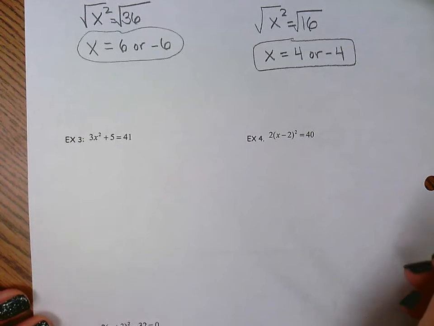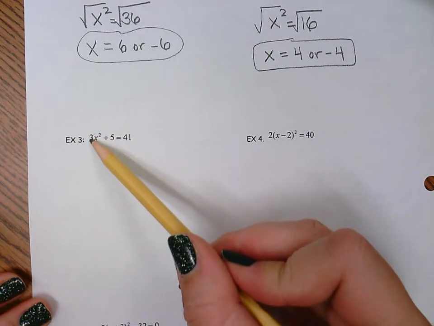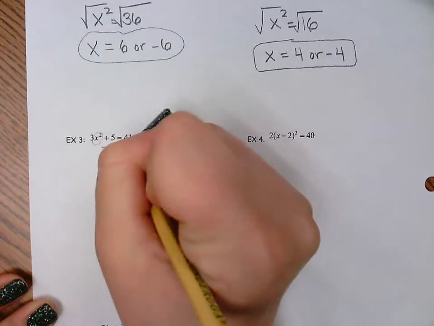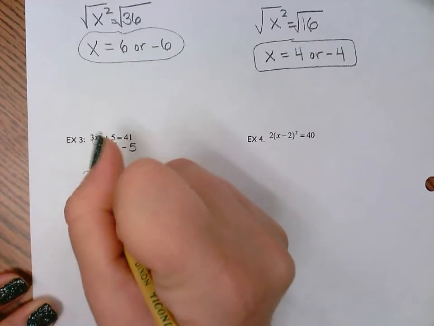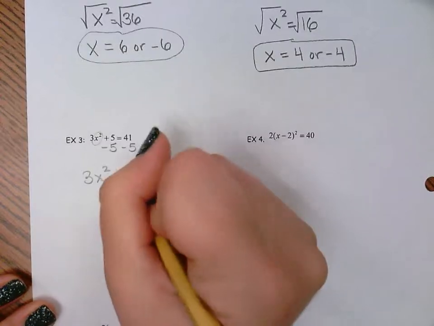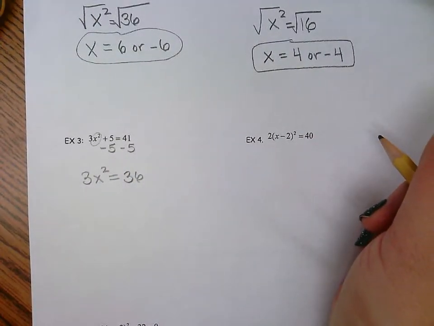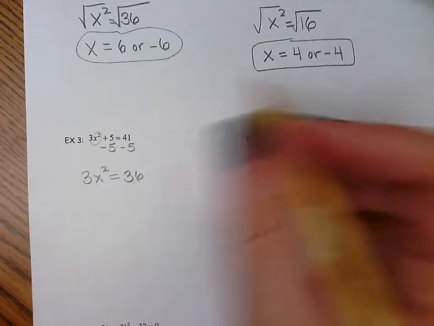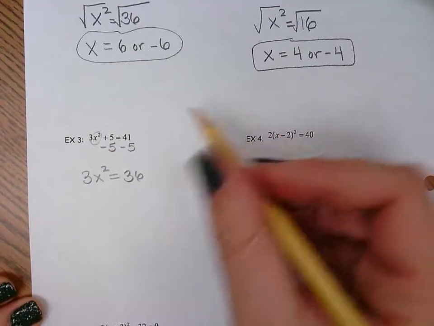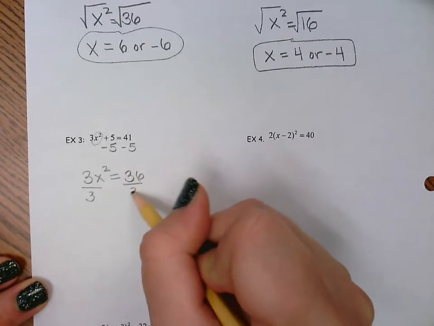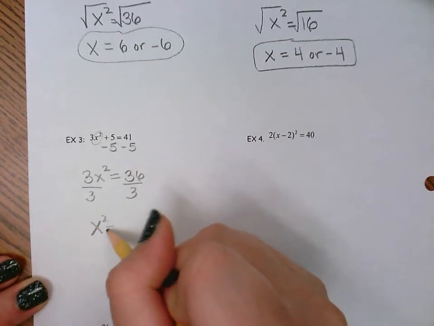So let's see. Now I need to get this x squared term by itself. So order of operations, my first step is to subtract 5 from the other side. So now I have 3x squared equals 36. So what's going to be my next step? I have to get x squared by itself first. Even though I'd like to take the square root of 36, I can't. I have to divide by 3 on both sides. So I get that x squared equals 12.